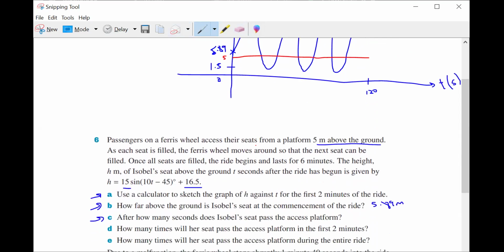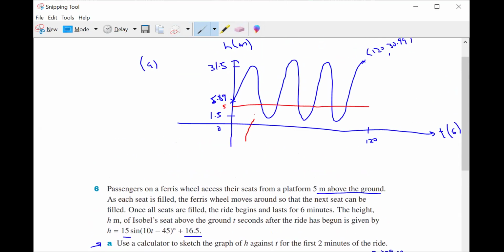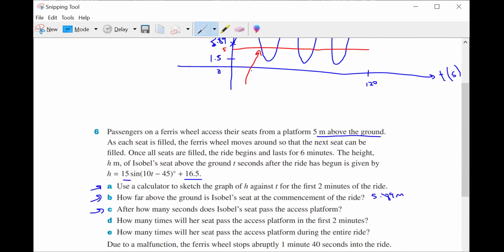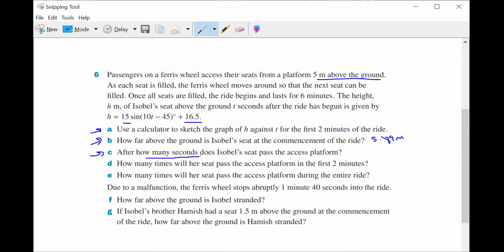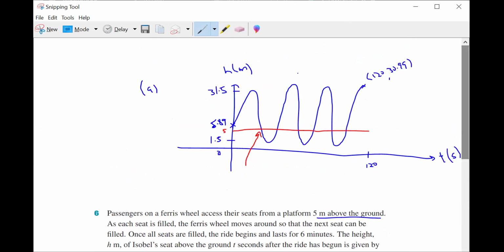So let's go ahead and do that. What we want to do is find the first intersection, when the sinusoidal graph crosses that h equals 5 mark, and then get our x coordinate to find how many seconds does Isabel's seat pass the access platform. Okay, so let's go ahead and do that on our calculator. To do that, we go to menu, analyze graph, and intersection. Just press enter. Oh, sorry. Before we do that, we need to define our second graph, which is y equals 5.